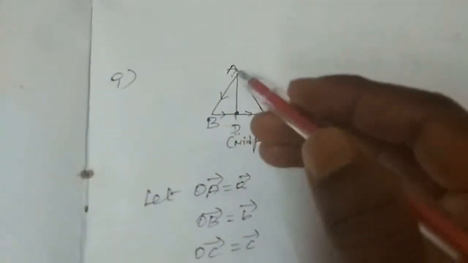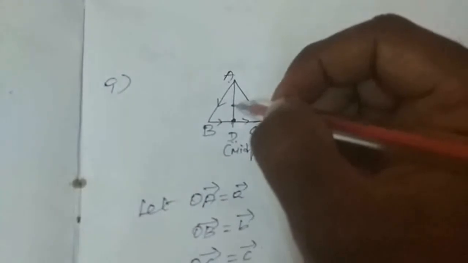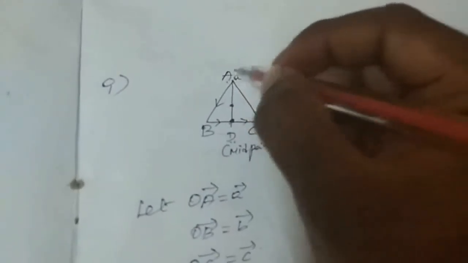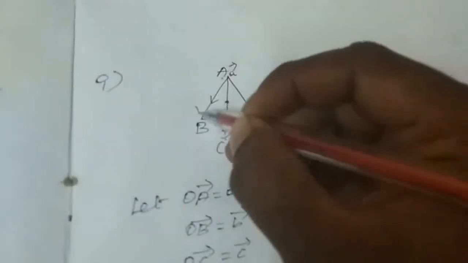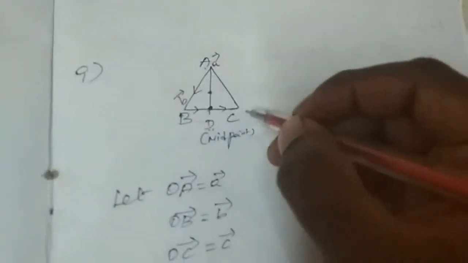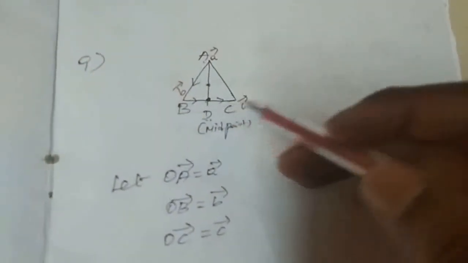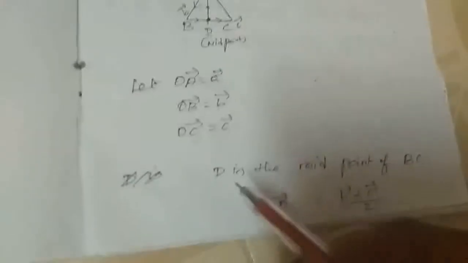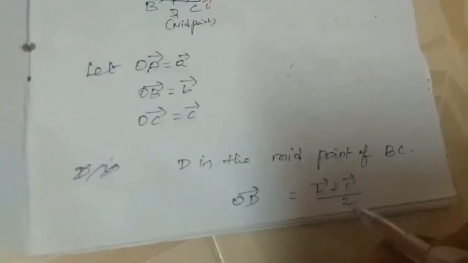Let OA vector equal A vector, OB vector equal B vector, and OC vector equal C vector. These are the position vectors. Now D is the midpoint of BC. So OD vector equals (B vector plus C vector) by 2.